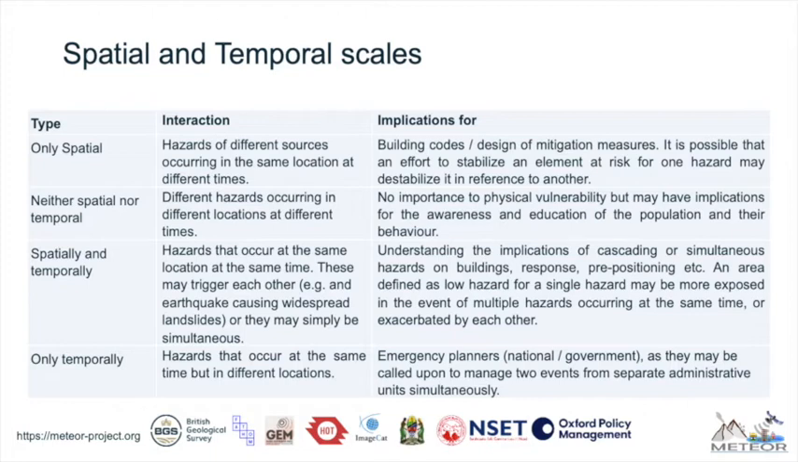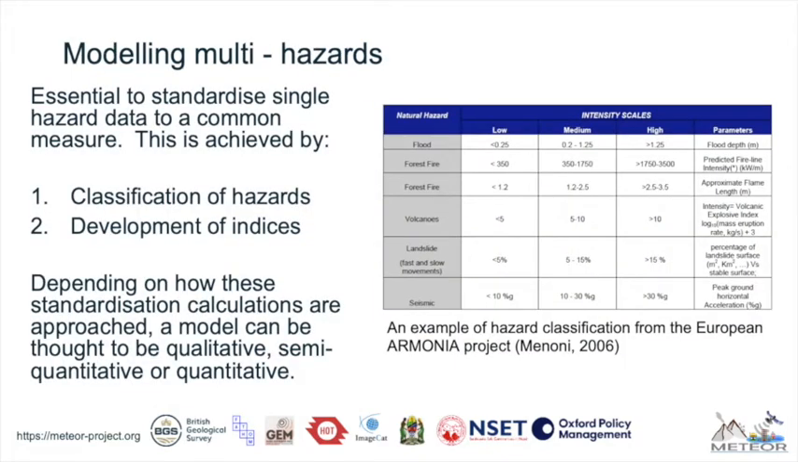Multi-hazard models can aim to address some or all of these interrelationships and scales, depending on the availability of underlying data and the purpose of the model. The function of a multi-hazards model is at the most basic level to develop a structured approach to aggregating two or more single hazard assessments so that they can be compared and potentially integrated with vulnerability and exposure data.